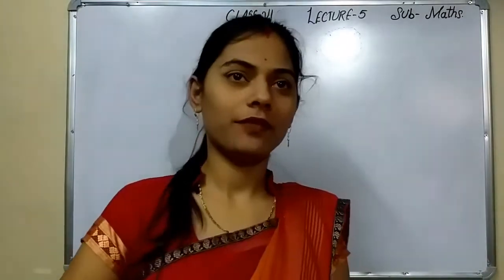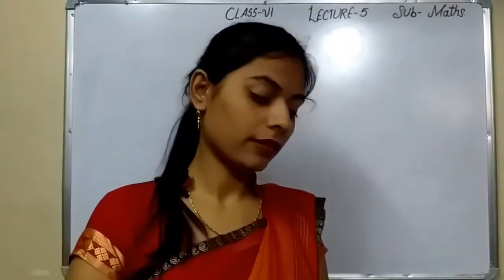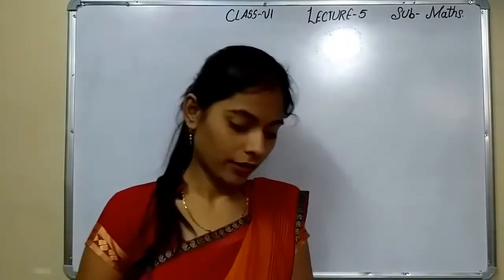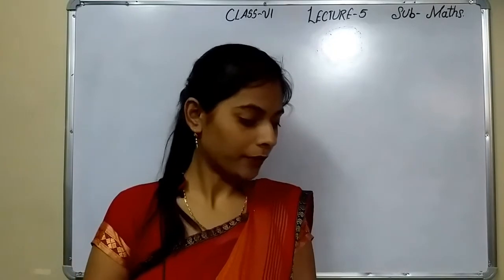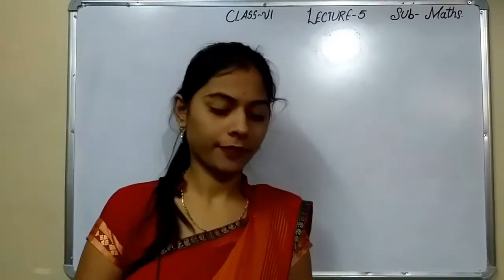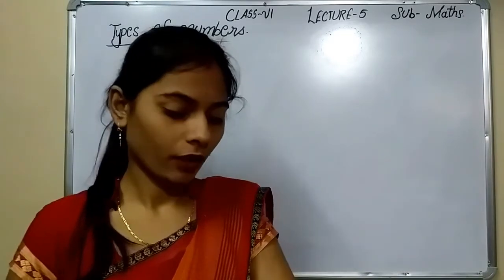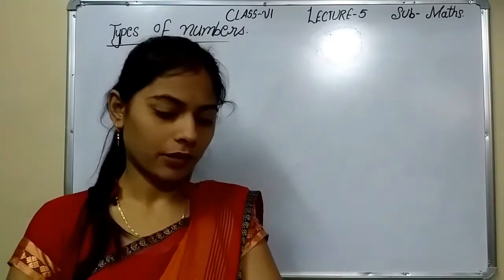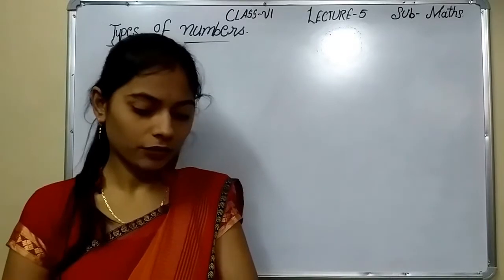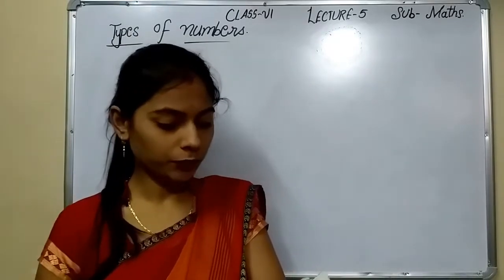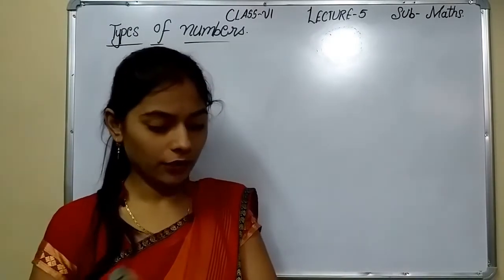See, in our previous class we studied exercise 2C, and today we will start our new topic, types of numbers. First of all, open your books to page number 32, prime and composite numbers. Write the factors of the numbers given in table 2.3. We find that, see, you have to find this.